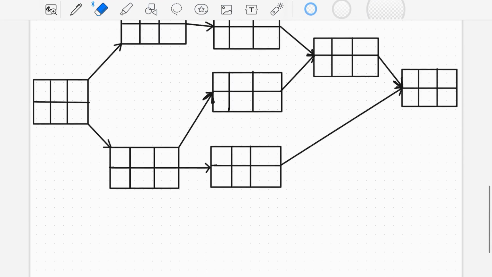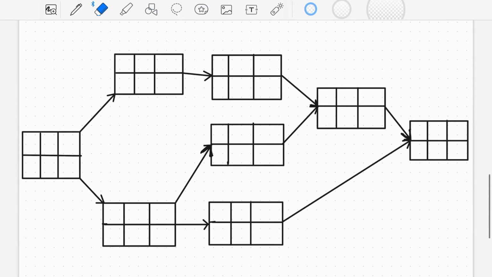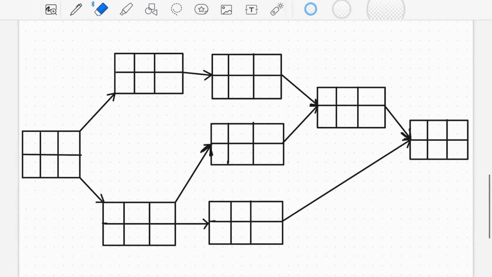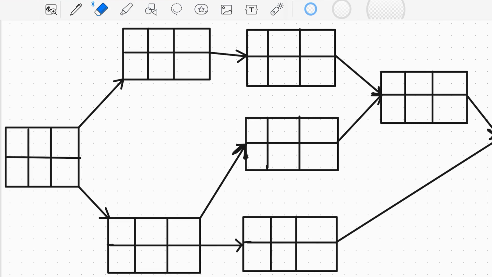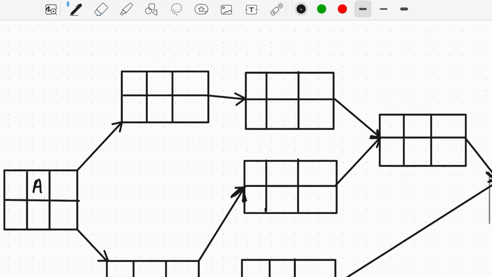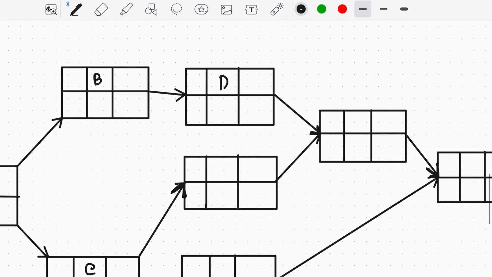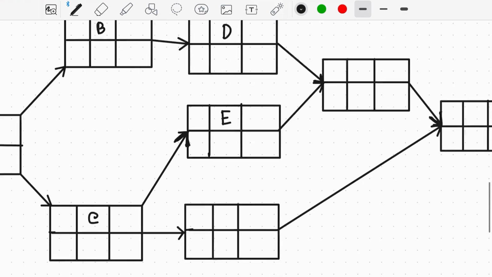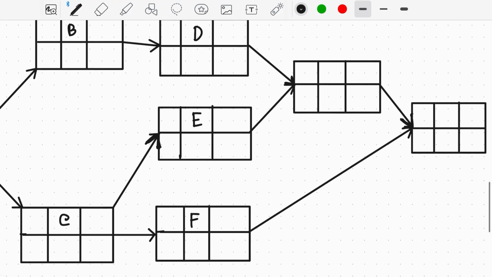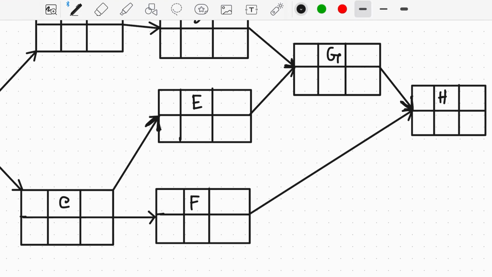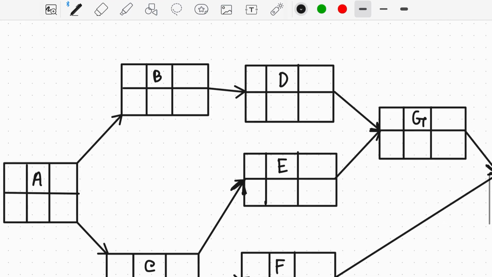All right, so here I draw the box based on my network diagram. It starts with A. This is the A activity, this is the B activity, this is C activity, this is D activity, this is E activity, F activity, then we have G activity, and also we have the last activity, which is H.